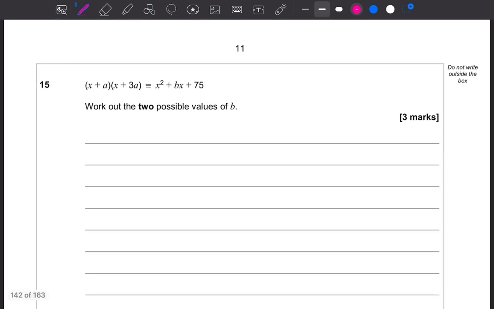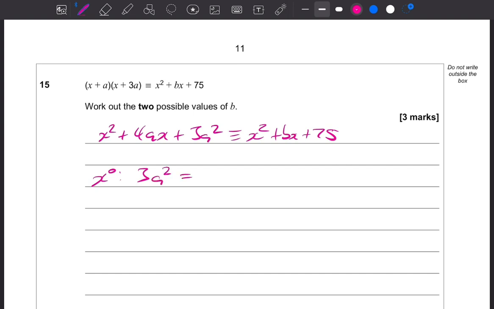x plus a and x plus 3a is always equal to x squared plus bx plus 75. Work out the 2 possible values of a and b. So what we can do is expand this bracket. We'll get x squared plus 4ax plus 3a squared. And that thing then is always equal to x squared plus bx plus 75. So comparing the coefficients, if we look at the constants first, 3a squared is equal to 75. So that tells us that a squared is equal to 25. So a is equal to plus or minus 5, not b, a.